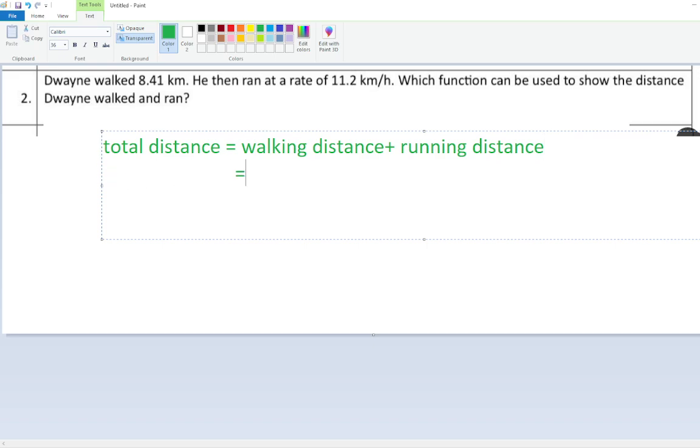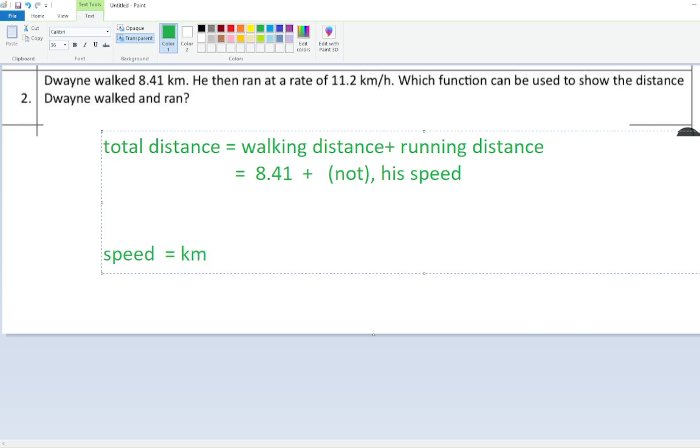Well, his walking distance is given. But his running distance is not. His speed is. Speed is where this is mean. If you think of kilometers per hour in your car, which is the speed it goes, kilometers is a distance and hours is a time, which means speed is equal to distance divided by time. Well, they want us to express it in terms of distance. We only have been given the speed. We have not been given the time, so we'll just represent it as t. We want an expression of distance run based on the speed.